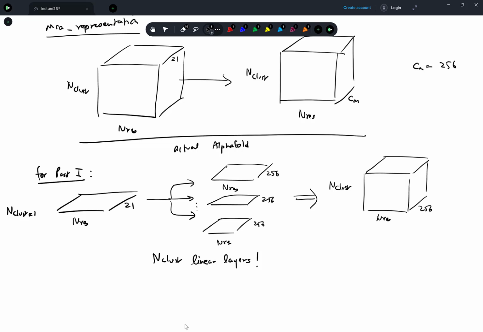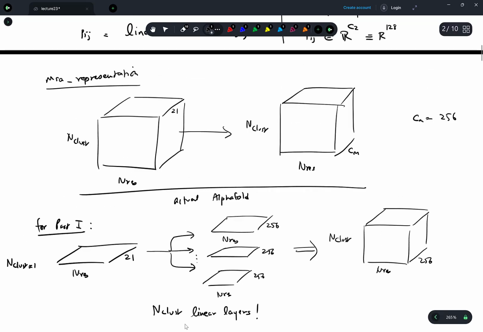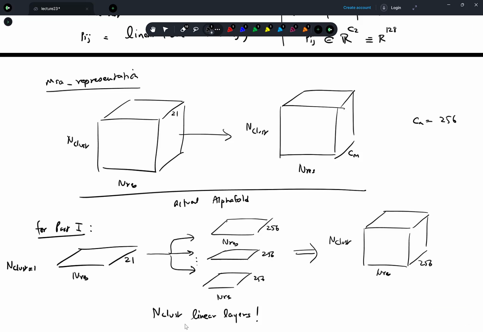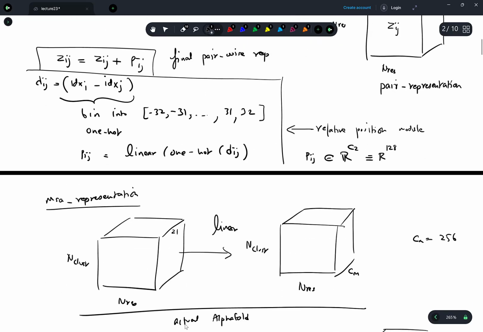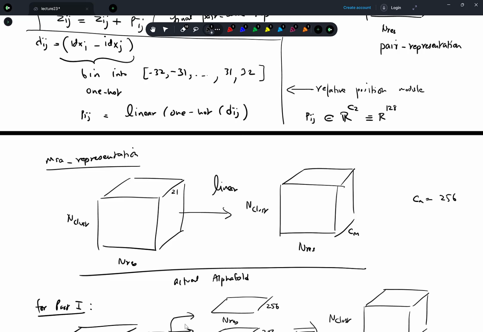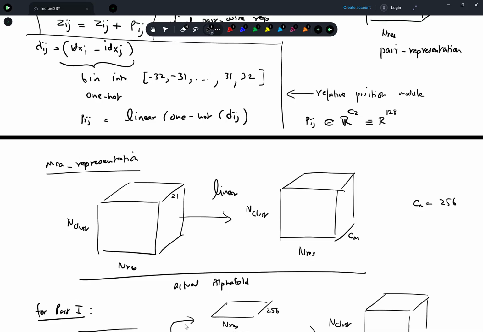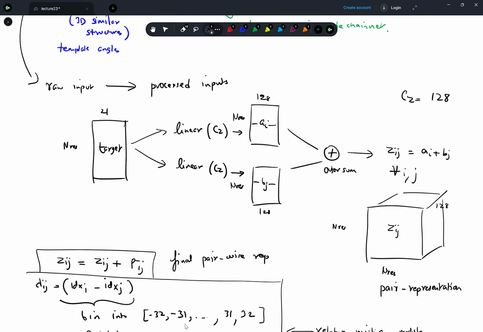Okay, so one more thing here is that this part is easy. Just projecting it from here to here is just a linear layer. But they also add the pairwise information. So what you do is, not the pairwise from the target information. So here's what you do. There's one extra step here.